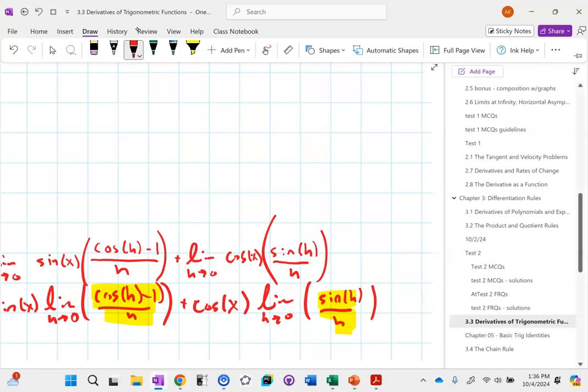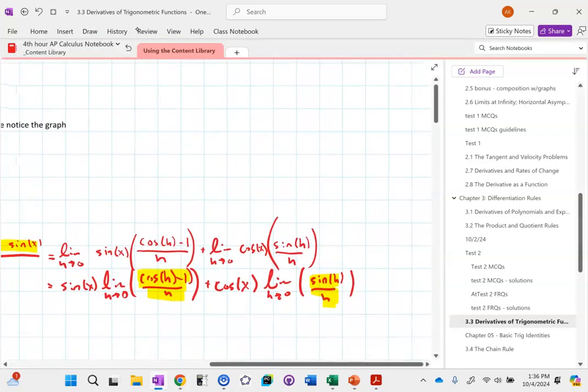So, notice each of those two limits that I've highlighted there in yellow. If I try to do a direct substitution, cosine of 0 is 1. 1 minus 1 is 0, and then plugging 0 in for h, it's 0 over 0. That's indeterminate. That doesn't tell me anything, other than I can't do the limit by direct substitution. Same thing with the limit as h approaches 0 of sine h over h. Sine of 0 is 0, and then over 0 is indeterminate again.